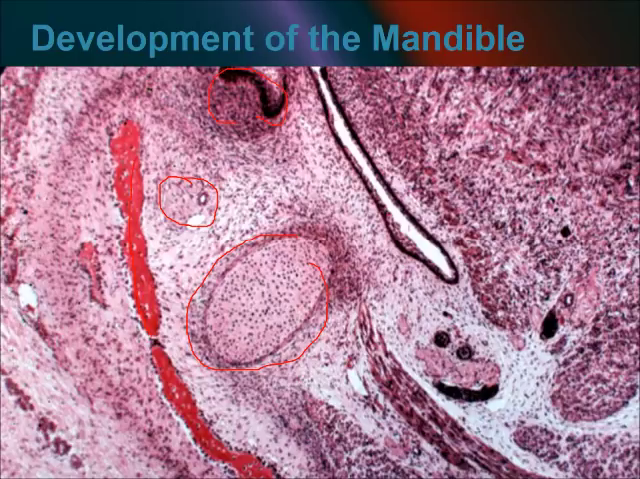Which stage? It is a cap stage. We can see the cap stage at the age of 11 and 12 weeks of intrauterine life. This is the late cap stage. It is 12 weeks intrauterine life.